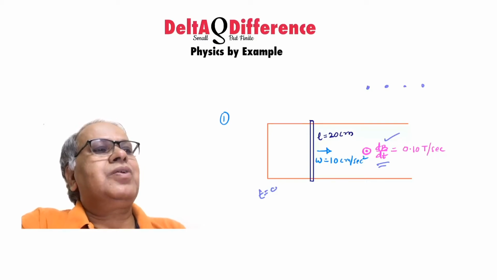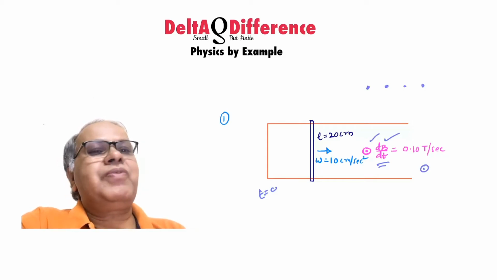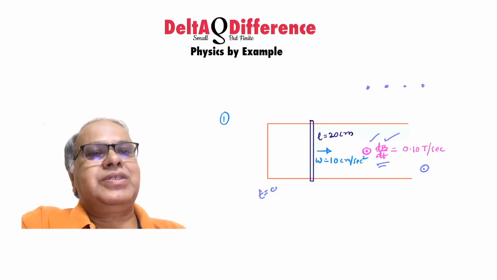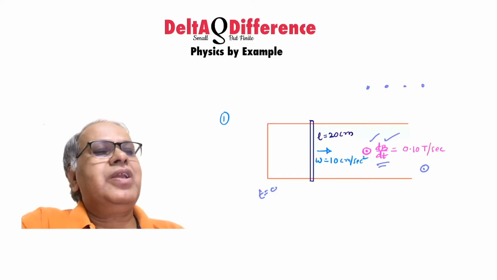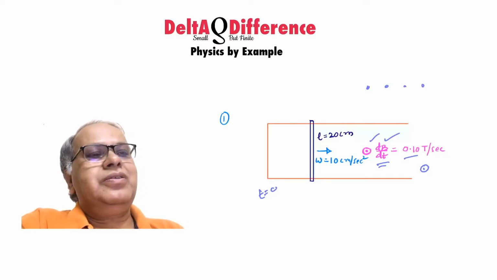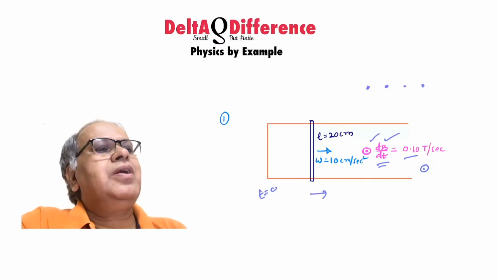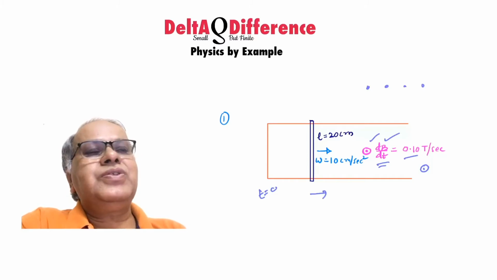Not to crowd the place here, we showed it this way. This small circle with a dot in the middle is the tip of the arrow. The field is pointing towards us, the viewer, and it is changing at the rate 0.10 Tesla per second. So there are two things here. The rod is moving, and as well the field in this region is changing.